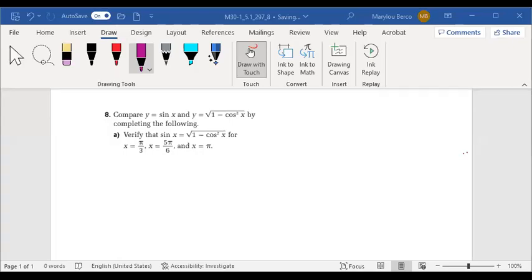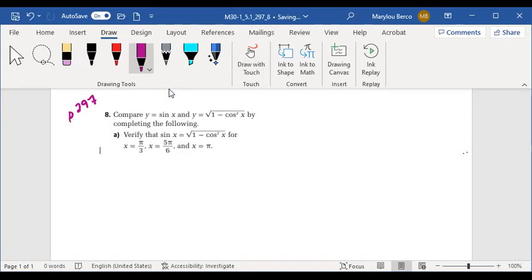Well, today we're going to take a look at number 8 on page 297. Compare y equals sine x and y equals root 1 minus cos squared x by completing the following. A. Verify that sine x equals root 1 minus cos squared x for x equals pi over 3, 5 pi over 6, and x equals pi.